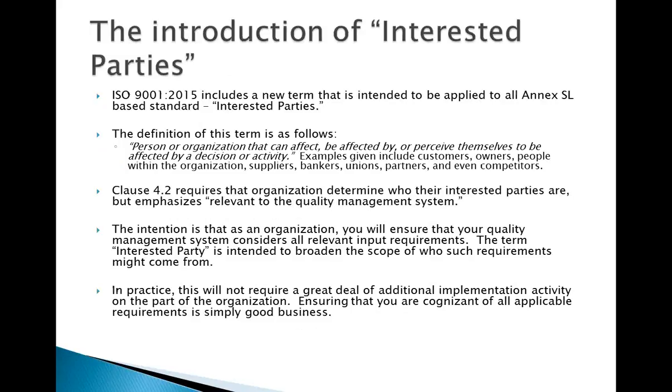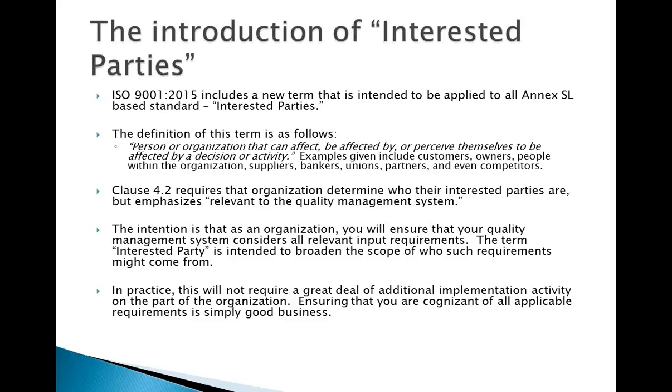We mentioned this a bit earlier in the presentation. 9001:2015 includes a new term from Annex SL that is intended to be applicable, and that is interested parties. Let's take a look at the definition for interested parties. A person or organization that can affect, be affected by, or perceive themselves to be affected by a decision or activity. Now the examples that are given include customers, owners, people within the organization, and then also suppliers, bankers, unions, partners, even competitors. This is a very broad term, and it's deliberately broad.